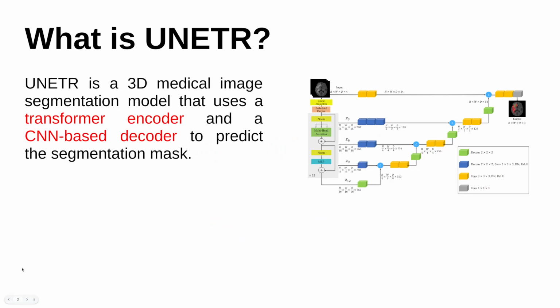Our first question is, what is UNETR? It's a 3D medical image segmentation architecture that uses a transformer encoder and a CNN based decoder to predict the segmentation.